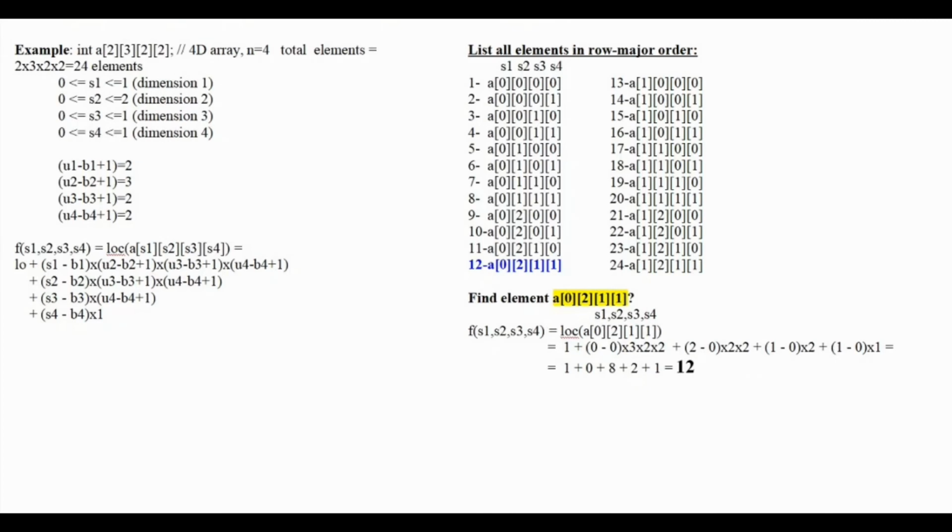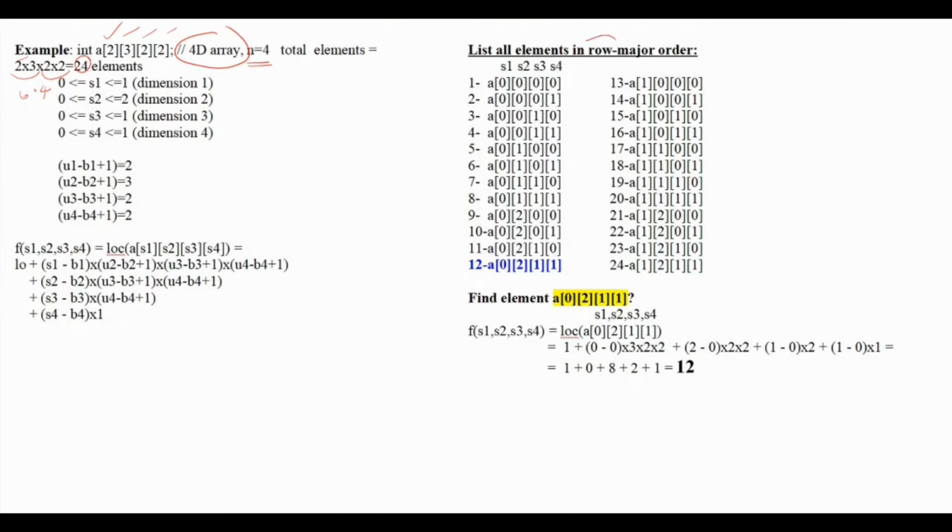Okay, so let's have an example. Say we have here a 4-dimensional array, so our n is equal to 4. And the total elements now would be the product of all the sizes. So 2 times 3 times 2 times 2, this is 6 times 4, and 6 times 4 is a total of 24 elements.